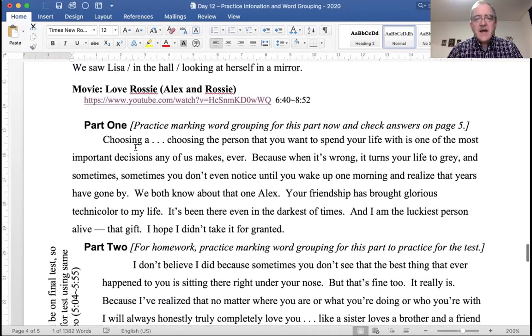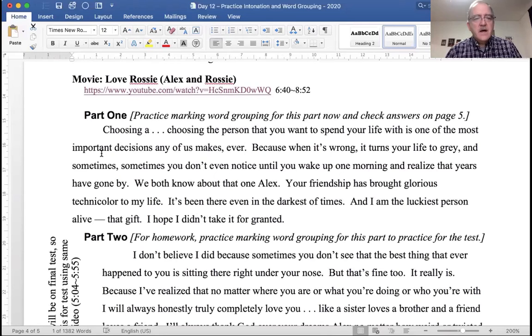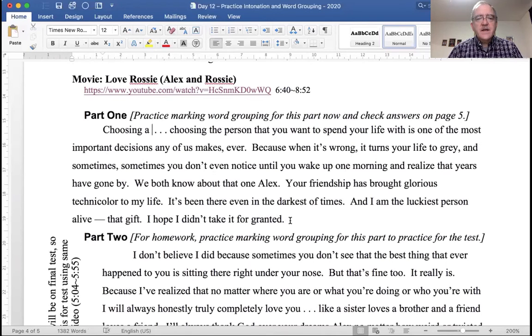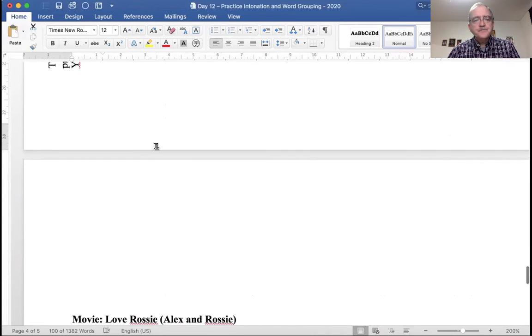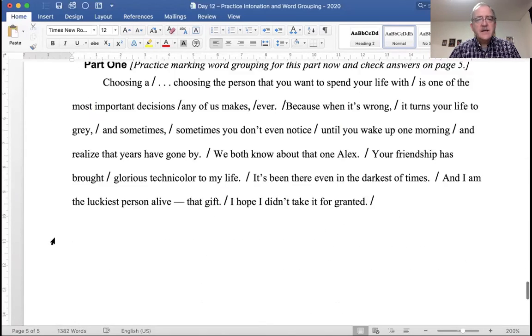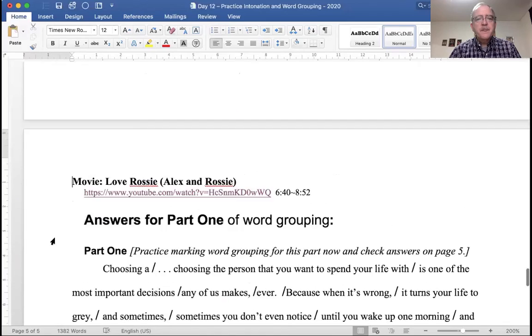So right after this video, do the intonation, and now do this one. And every place you hear a pause, put your backslash, okay? Because she pauses there. And everything on part 1, put all the pauses, listening to them, and then check the answers for part 1 here. These are the answers, okay? Here are the answers for part 1 of this movie.